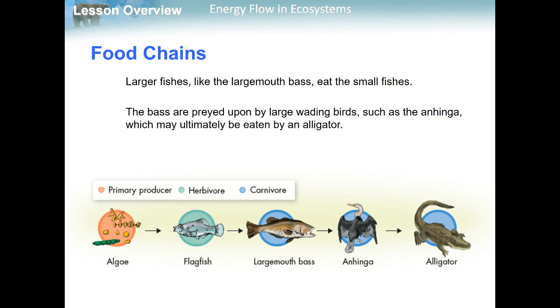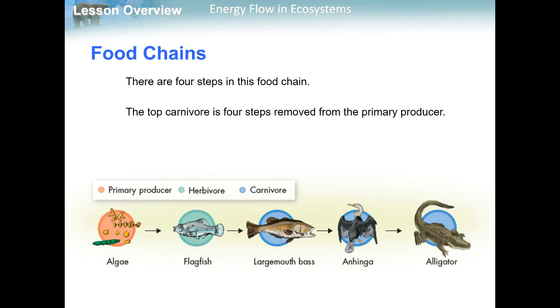The larger fish like the largemouth bass will eat the small fishes, and then the bass are preyed upon by large wading birds like this onaga and like a heron would be. And then ultimately those birds are eaten by the alligators. So it gives you a primary flow of energy through there. There are going to be 4 steps in this food chain.